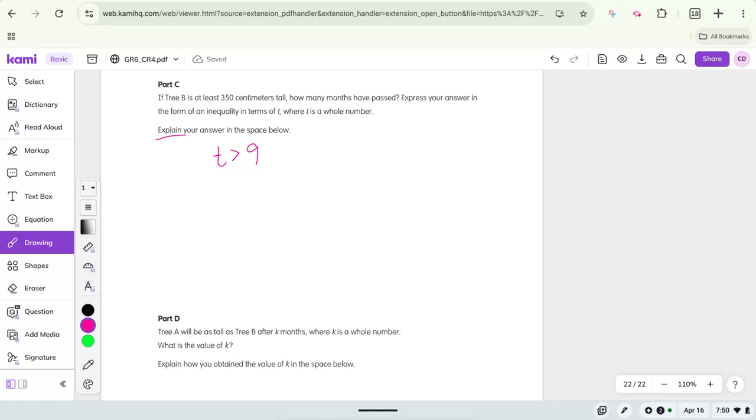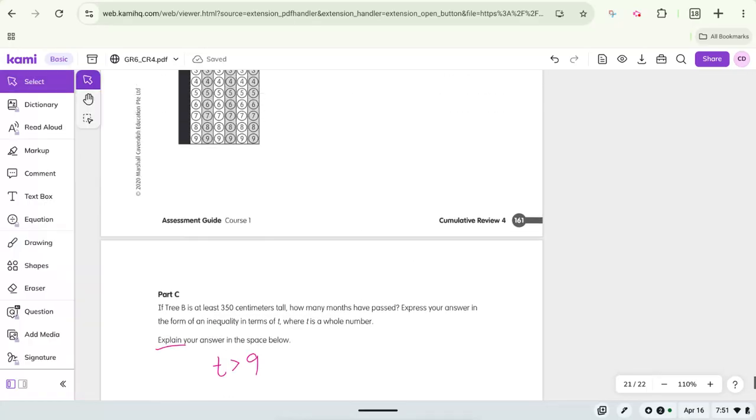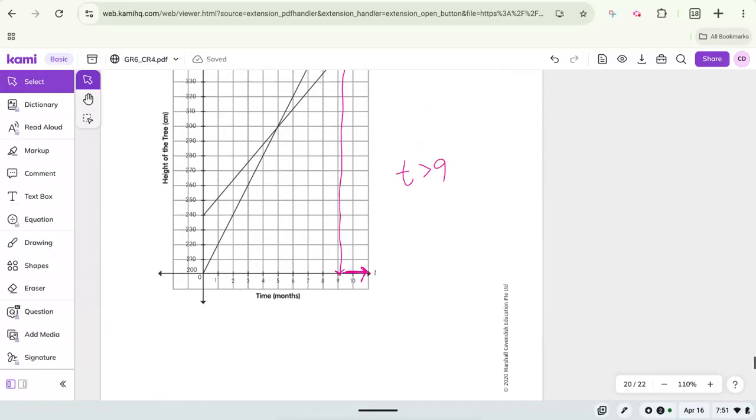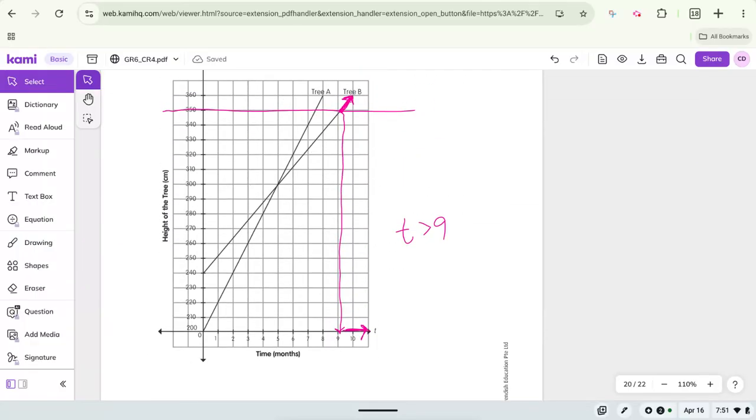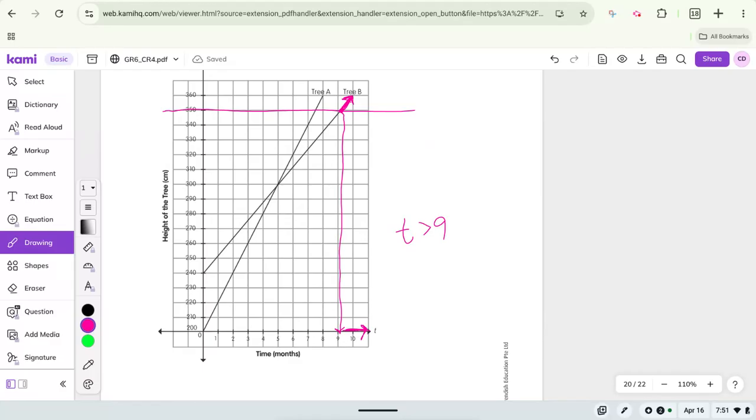Last part. Tree A will be as tall as tree B after K months, where K is a whole number. What is the value of K? Now remember, when tree A starts, it is shorter than tree B. When it begins at 0 months, tree A is 200 centimeters tall, tree B is 240 centimeters tall.